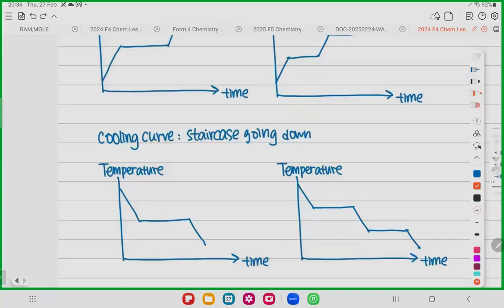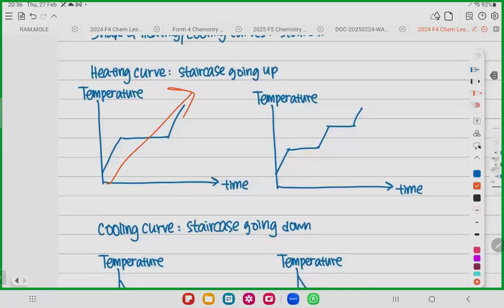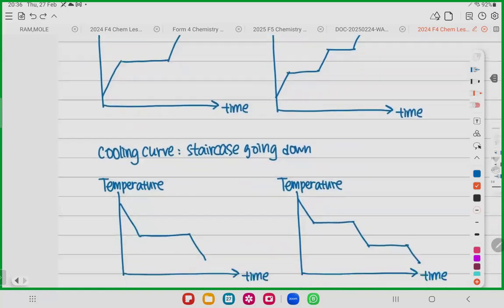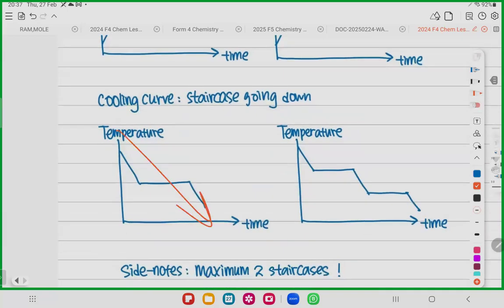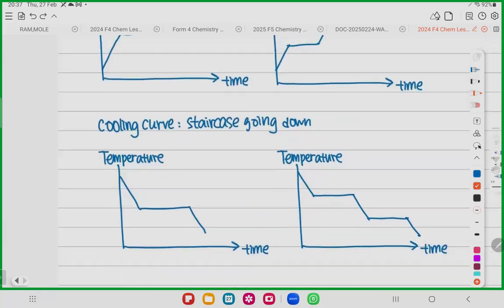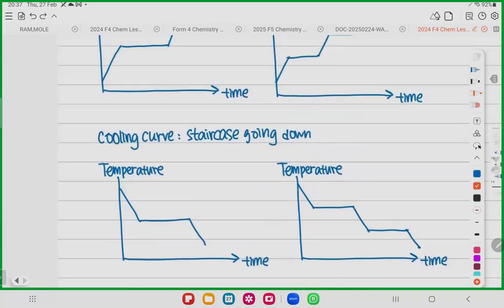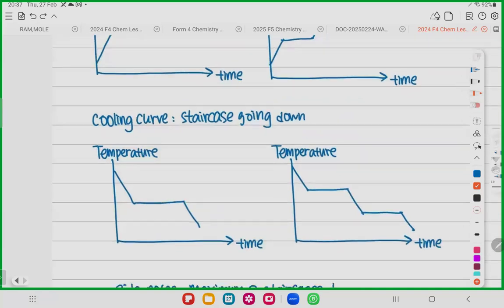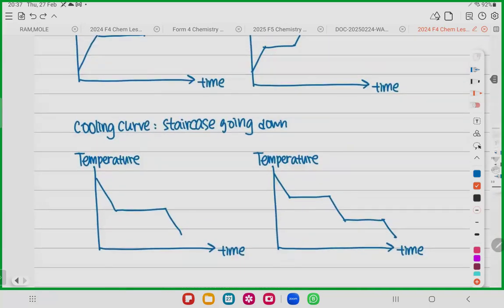And again, you don't even need to memorize. You can use common sense. When you heat a substance, what happens to temperature? Temperature increases, right? When you heat, it becomes hot, so the staircase goes up. When you cool down a substance, temperature goes down, so the staircase goes down. So make sure everyone knows heating and cooling curves are staircases, and the staircase can go up or go down. Okay. How many staircases can you have?